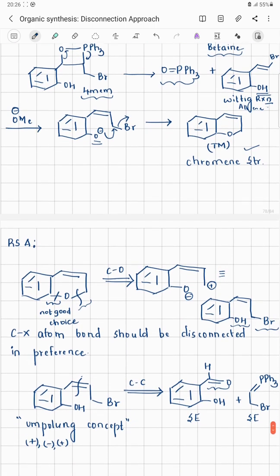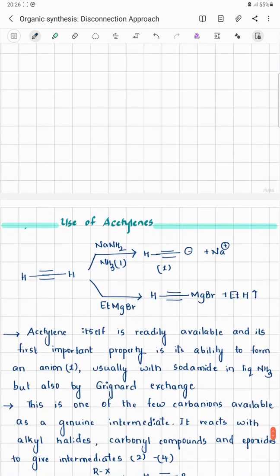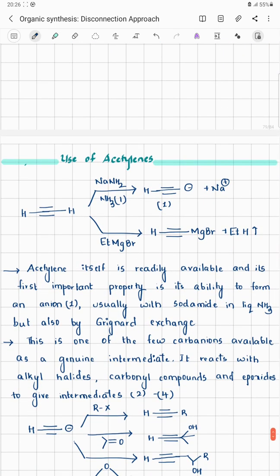This concept now further leads to the use of acetylenes. When I look for a double bond system, definitely I need to look for a triple bond system, that is C triple bond C. That means we have to look for the acetylene system. Now when I say acetylene system, we have to look at how acetylenes can be used.